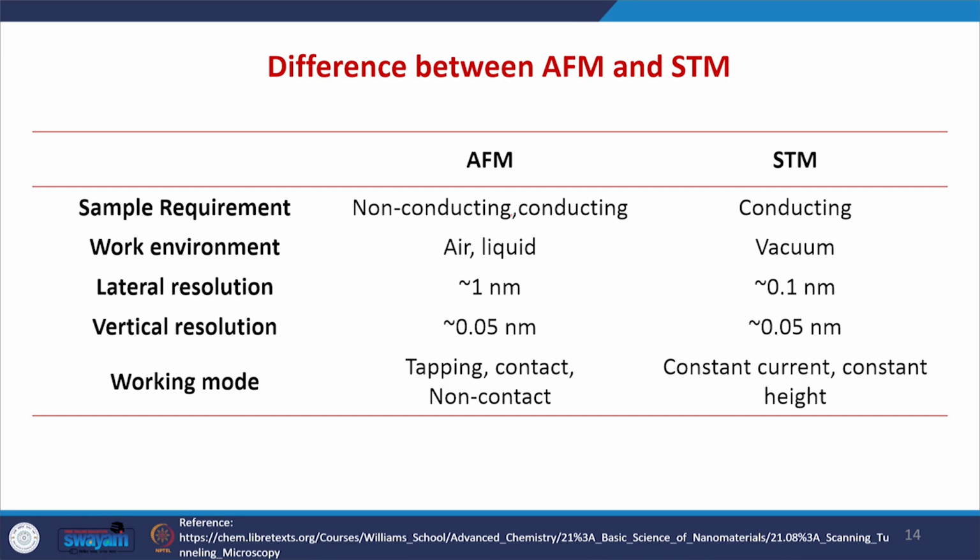Let us see the difference between AFM and STM. The main advantage of AFM is that we can use non-conducting samples, and also we can do the analysis in air and liquid. We can also use liquid samples. That is the advantage of AFM. And in AFM we have three modes, that is tapping mode, contact mode and non-contact mode. So, these are the advantages of AFM when compared to STM.